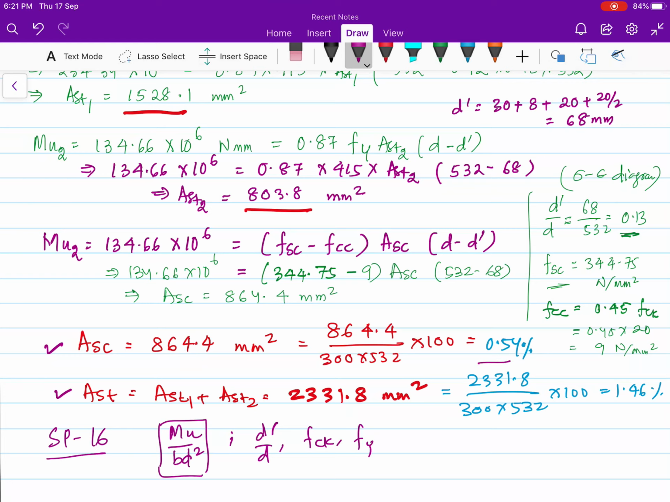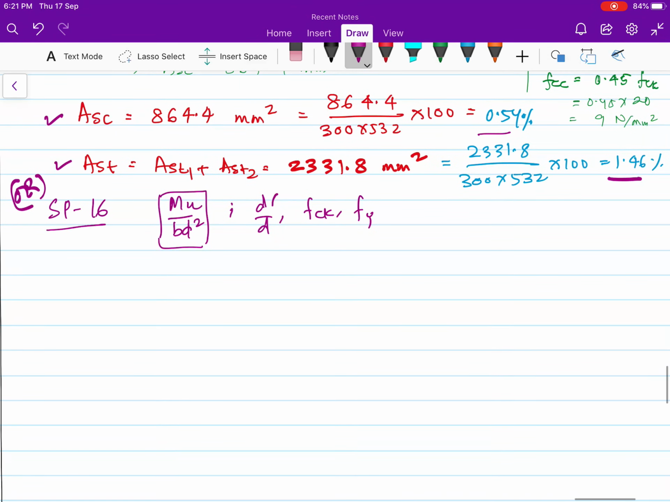So this 0.54 and 1.46 percentage, here I have done the whole calculation, but you can also directly get these values by referring to the tables from SP 16. That is also another option. You can directly get the value.